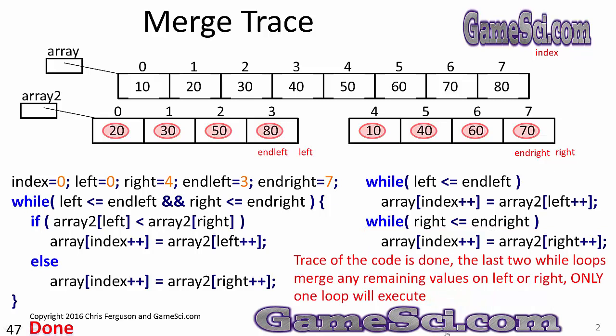The trace of the code is done. The last 2 while loops merge any remaining values on the left or right. Only one executes. You can't have data remaining on both sides. Well, there's our trace of the merge phase of the merge sort algorithm.